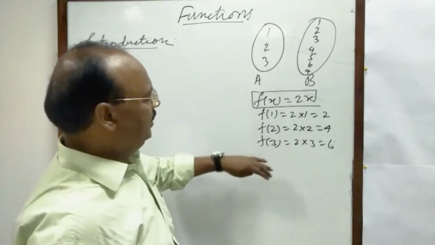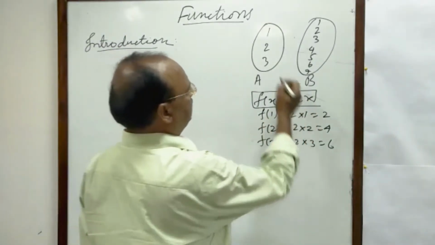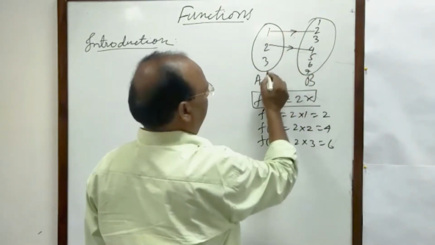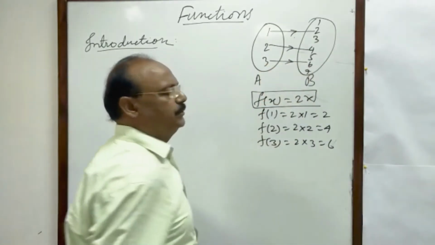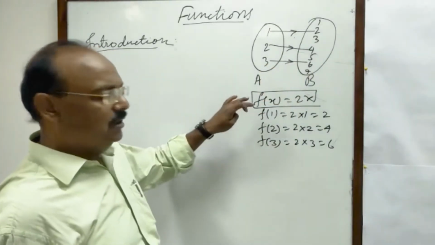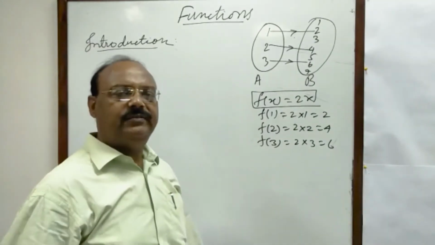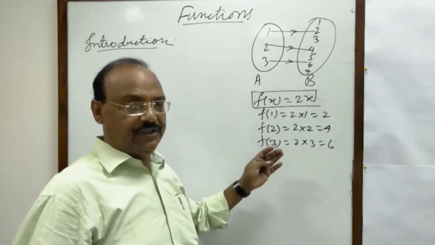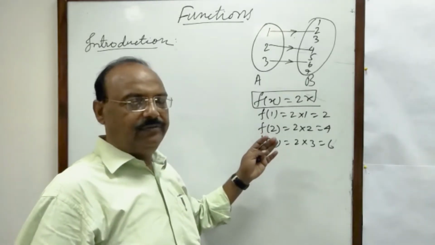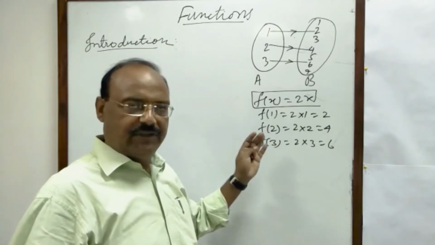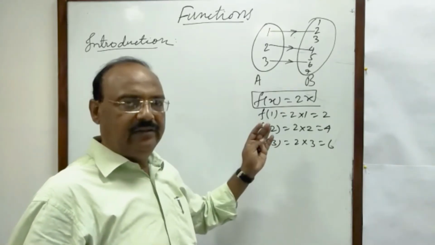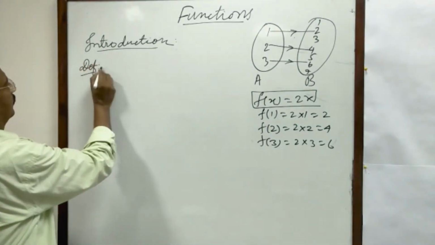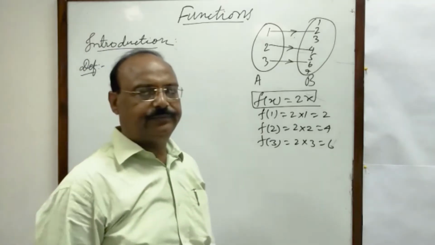So diagrammatically we can connect these numbers here. 1 is associated with 2, 2 is associated with 4 and 3 is associated with 6. Here this rule, this association, is known as function. But some very important criteria, some condition, is there which will be clear with the help of the definition of function. So now let us try to define what is a function. Definition. Please try to understand it.